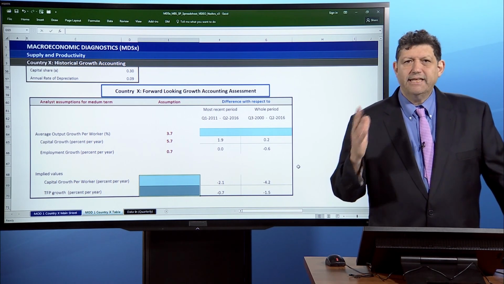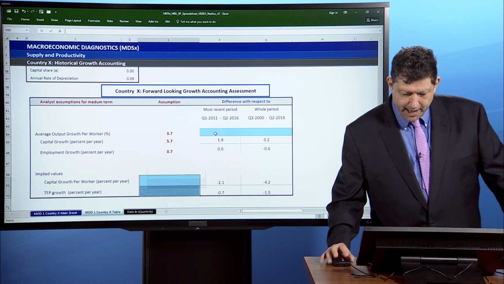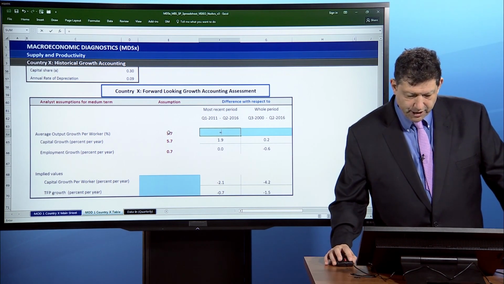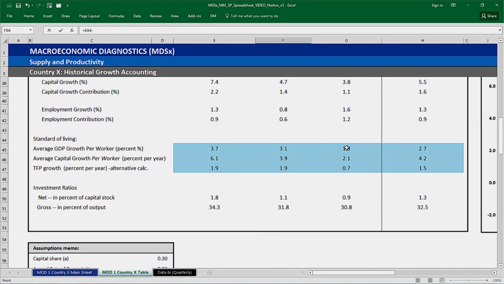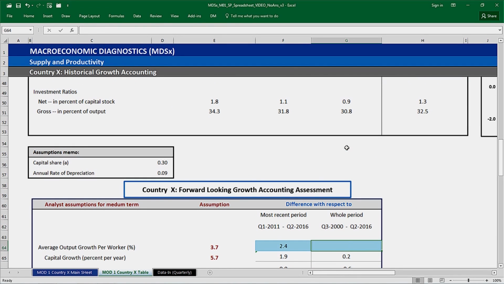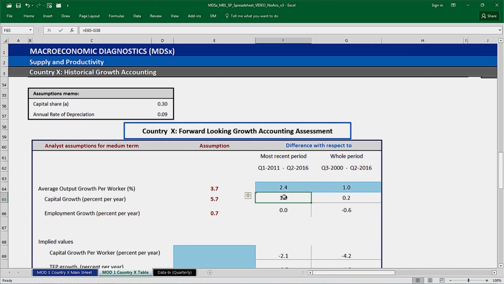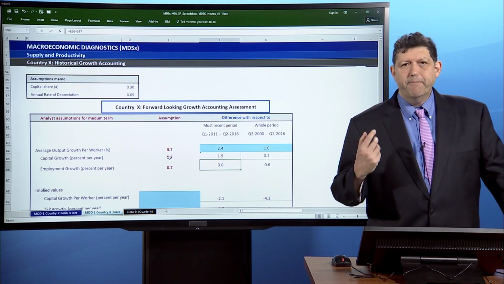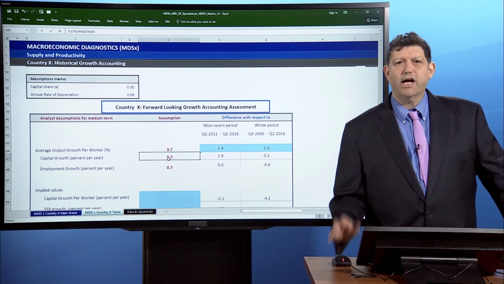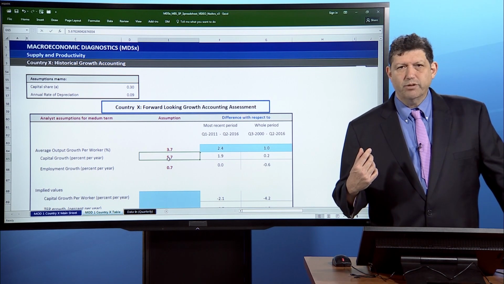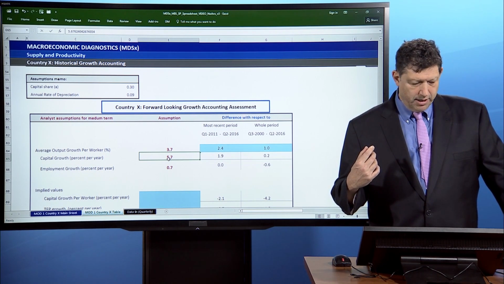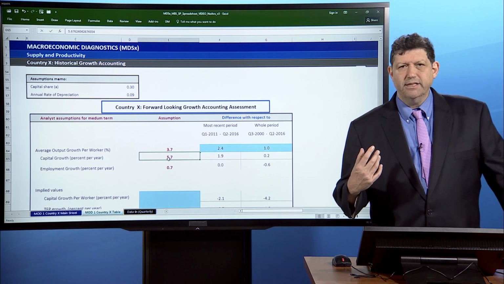And we're going to see that that's slightly higher than what we had in the past, and I'm going to show you how to do that calculation, because here we have 3.7, and we're going to compare that to the most recent period, and we're also going to compare that to the whole period. And you can see that we have other similar calculations here in the spreadsheet for that. He told me, for example, that with a better investment climate, the capital stock will grow at a somewhat higher rate than previously, about 5.7%, again, on an annual basis.